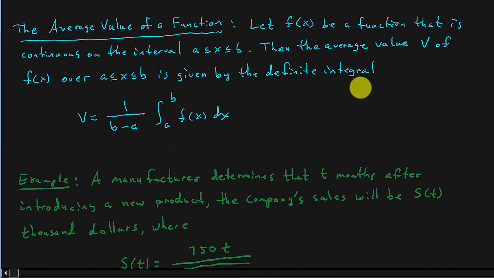All right, now let's look at this. What do we have here? We've got the average value of a function. Let f of x be a function that is continuous on the interval a to b. Then the average value V of f of x over a to b is given by the definite integral V is equal to 1 over b minus a times the integral of f of x dx from a to b. So basically, to find the average value of a function, you're going to integrate the function with the bounds a to b, but you have to multiply by 1 over b minus a.